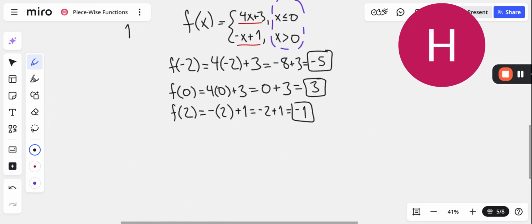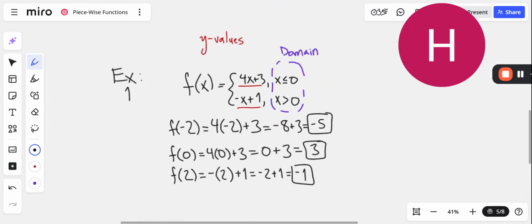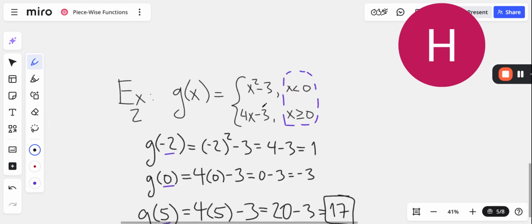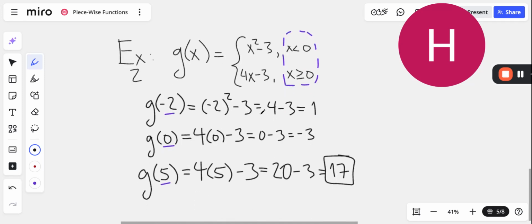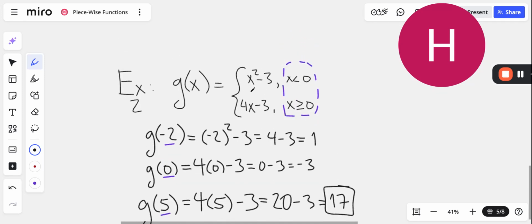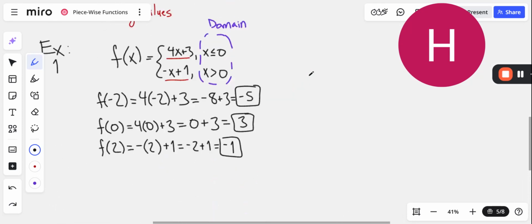Okay, I've got a couple more examples, and again, I encourage you to graph these piecewise functions if possible, or attempt to graph them. You should at least know what these individual expressions look like on a graph. Like this is just a linear equation, this is a quadratic, but it's not too bad. You should be able to handle that.